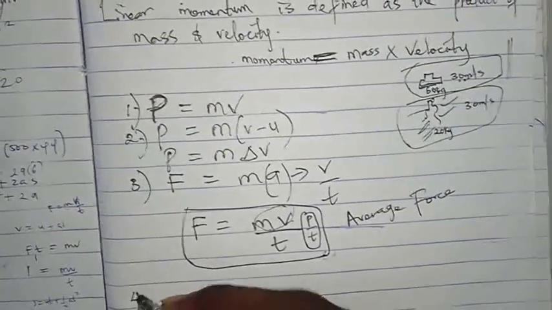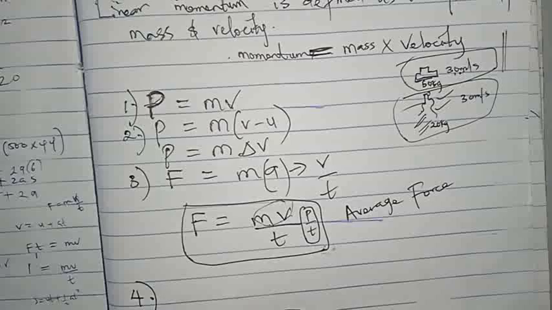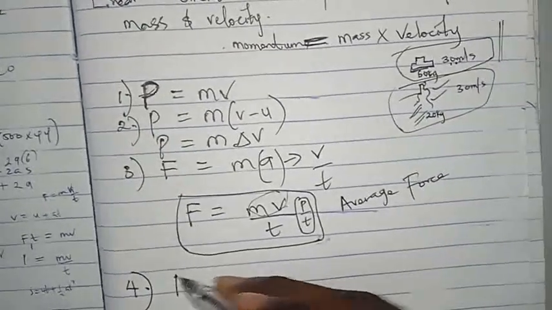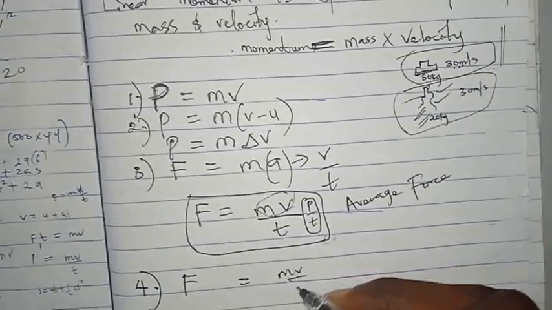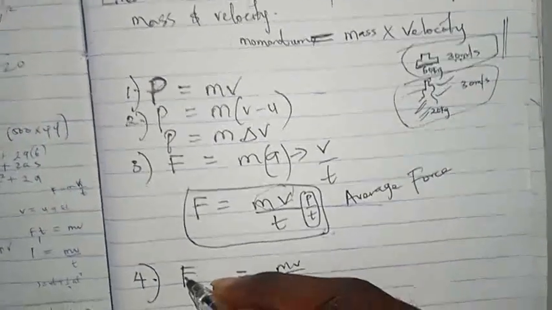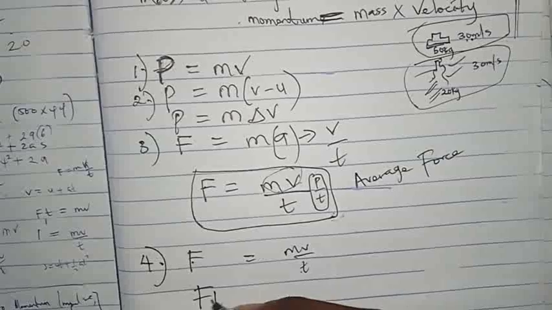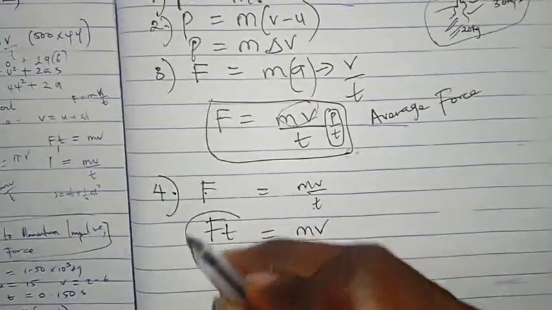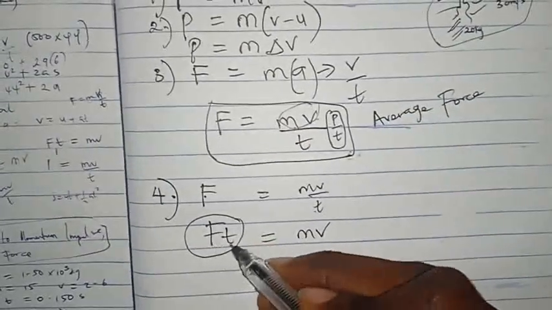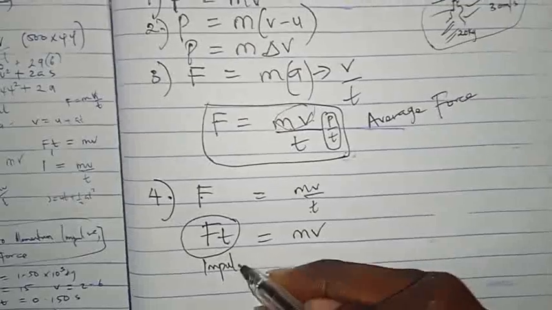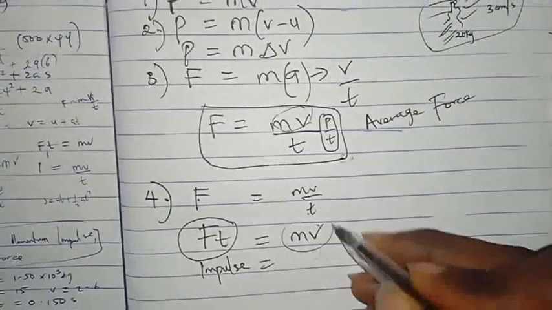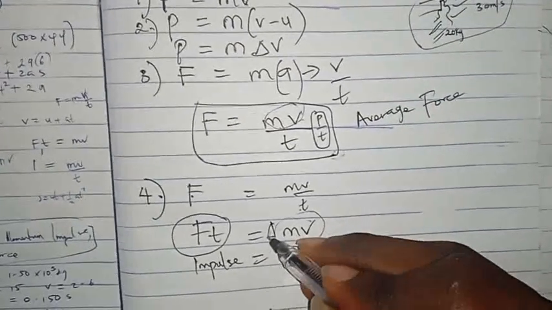And the fourth thing you need to know is that if I have F equals mv over t, this t can cross over and come here, and it will give me Ft equals mv. So the fourth thing I need to know is that this formula, force times time, the product of force and time, is what we call impulse. And notice that what is here is momentum.